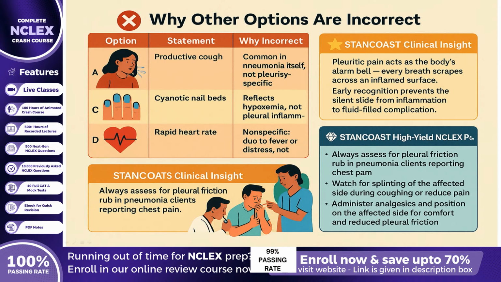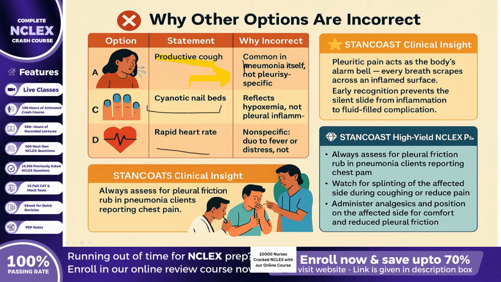Option A, productive cough, is a classic symptom of pneumonia itself, due to the accumulation of mucus and inflammatory exudate in the bronchioles and alveoli, but it does not indicate pleural involvement. Option C, cyanotic nail beds, reflect hypoxemia, low oxygen levels in the blood, caused by impaired gas exchange in the lungs. However, it is not specific to pleuritic inflammation. Option D, rapid heart rate or tachycardia, often occurs as a physiological response to infection, fever, or respiratory distress, but lacks diagnostic specificity for pleurisy.